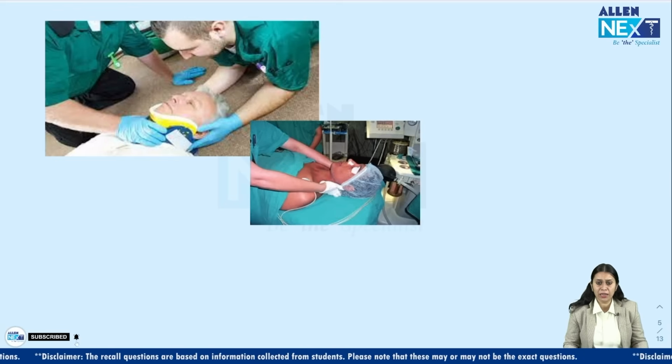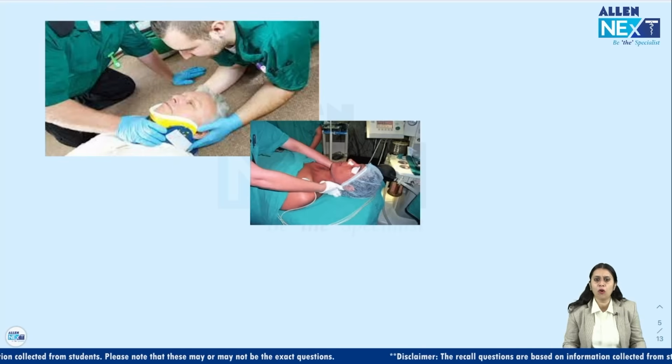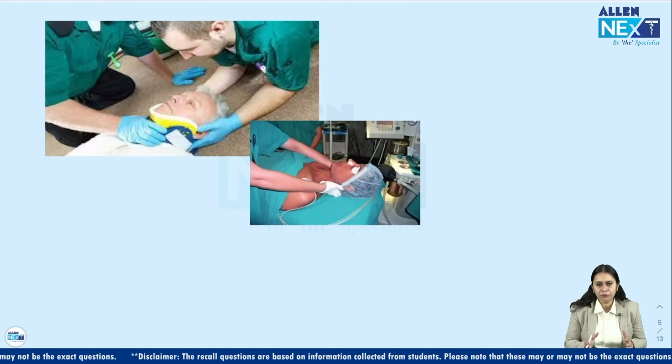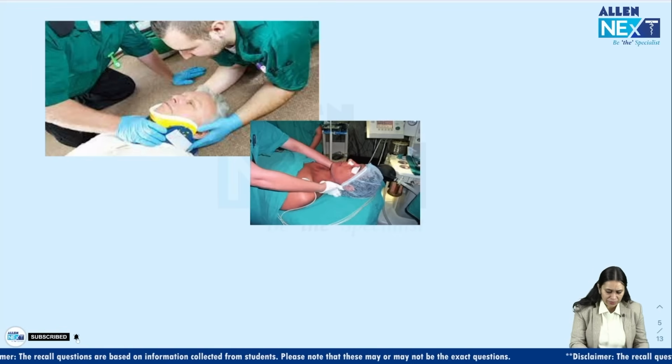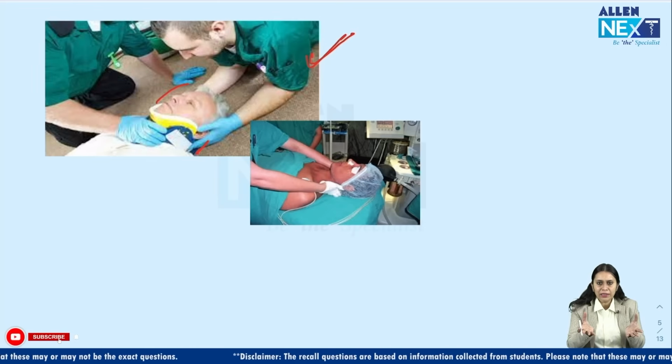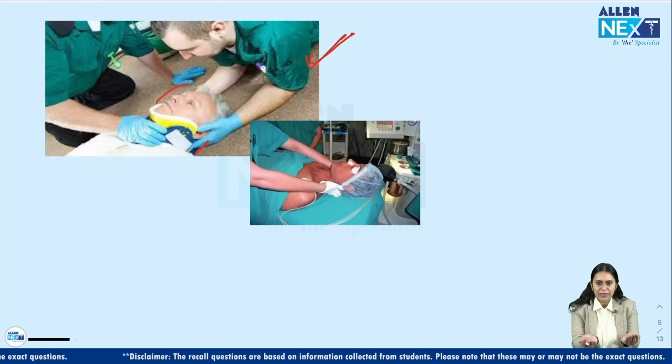Then the third option was manual inline stabilization of the cervical spine. In a trauma patient, until proven otherwise, we always consider them to have a cervical spine injury. So when we are shifting them, or taking them from the ground to the ambulance, we always practice manual inline stabilization. It can be done in two ways: from the head end, or from the rear end facing the face of the patient. The first one is done from the head end. Both hands stabilize the head and neck, with support of the neck and support of the head.